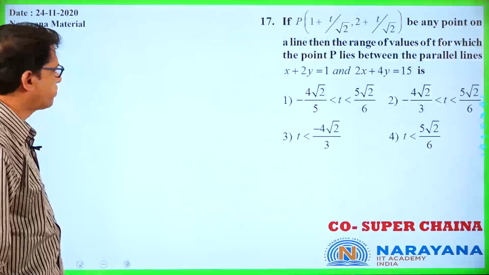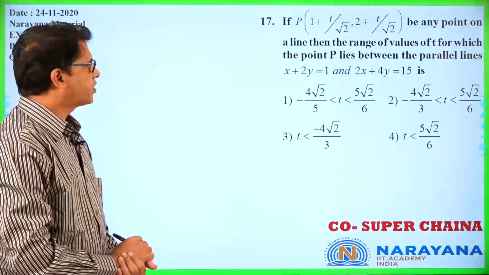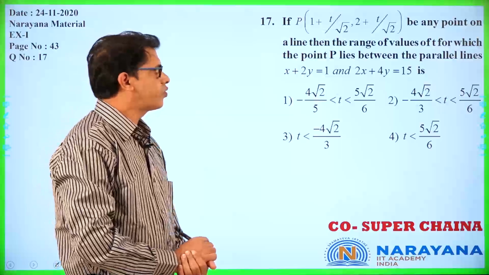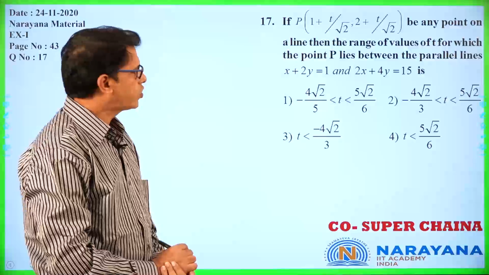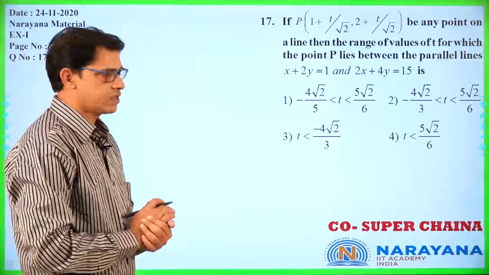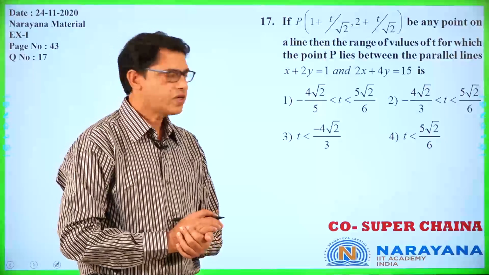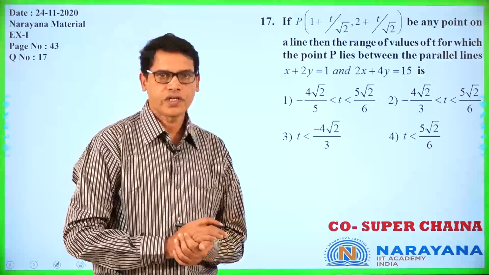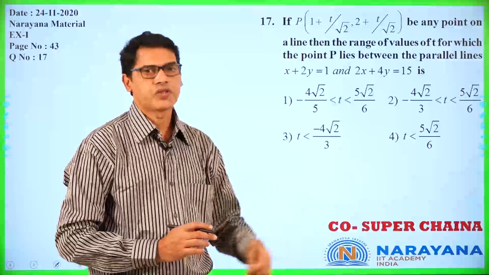Question number 1. Say here P has coordinates (1 plus t upon root 2, 2 plus t upon root 2), any point on a line. Then find the range of values of t for which the point P lies between the parallel lines x plus 2y equals 1 and 2x plus 4y equals 15. So here we have to find the range of t. What is the condition? P lies between these two parallel lines.